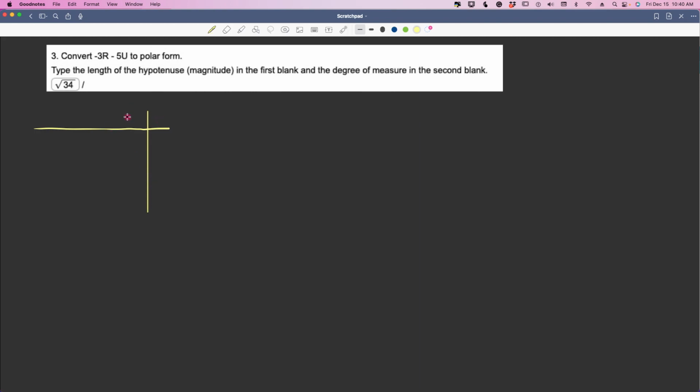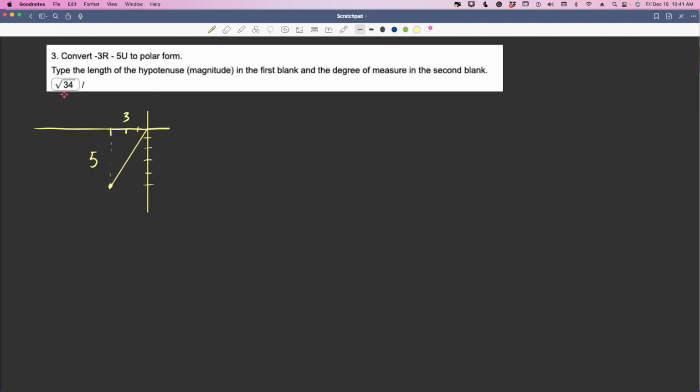So it's not here, it's not here, it's here. So -3 would be 1, 2, 3, and then 1, 2, 3, 4, 5. Whatever that is, that would be here. -3, -5, right? So this would be R. So R is 3. And this little thing right here, the U, is 5. And then our vector is right here.